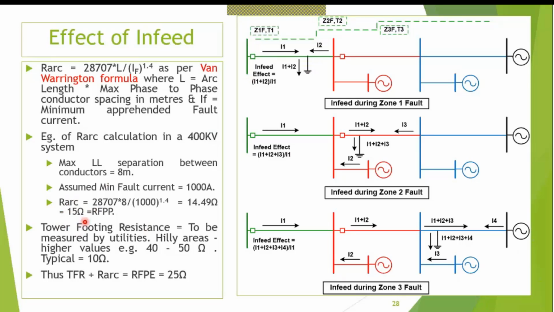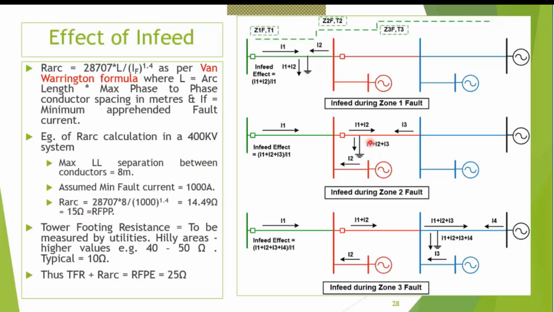When you are setting the zone 1 resistance, better multiply this RFPP by roughly 2 times, depending on the I2 by I1 ratio, or the I2 contribution. Assuming equal contribution, you cannot sit back and take only 15 ohm. You have to take it as 30 ohm. You have to increase this by a factor of 2 because of this effect of the fault current.